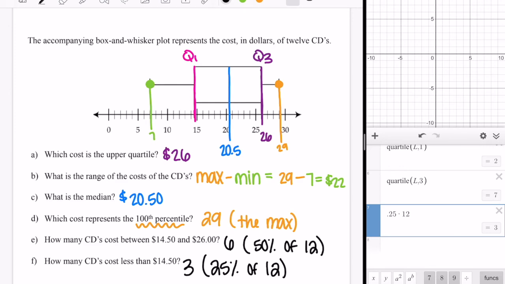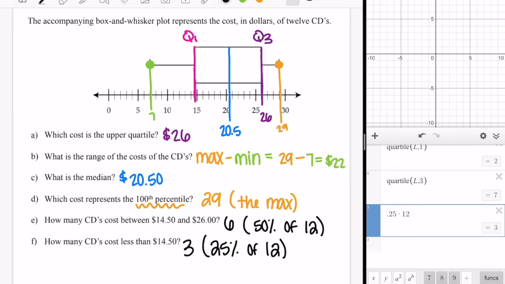So this is kind of what it looks like to analyze a box and whisker plot. And then just to give you a reminder about the interquartile range, I'm going to add question G. What is the interquartile range?